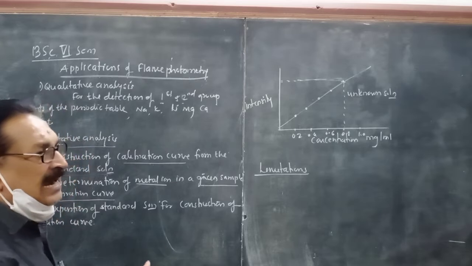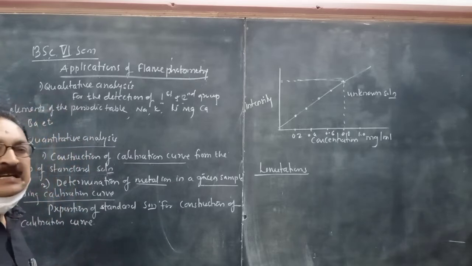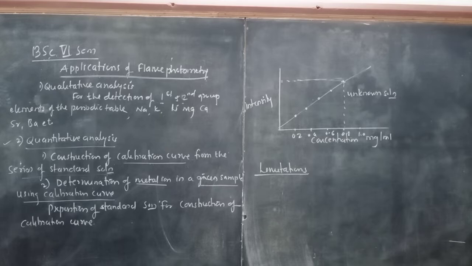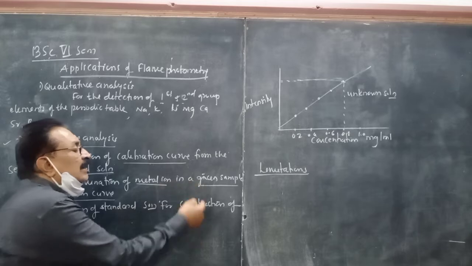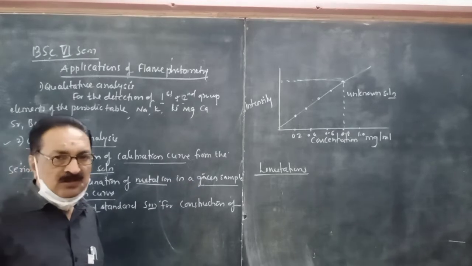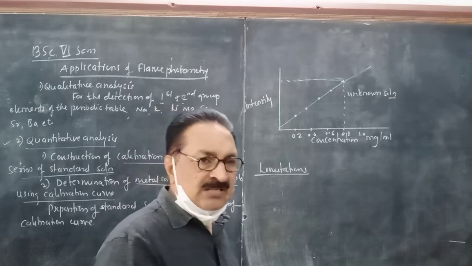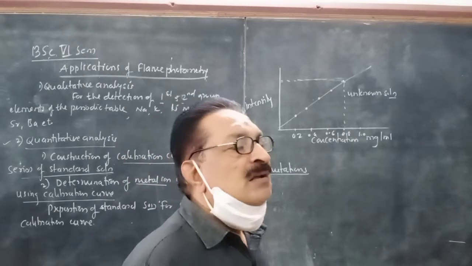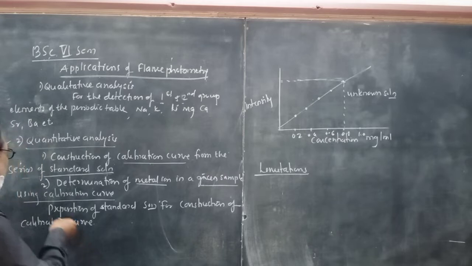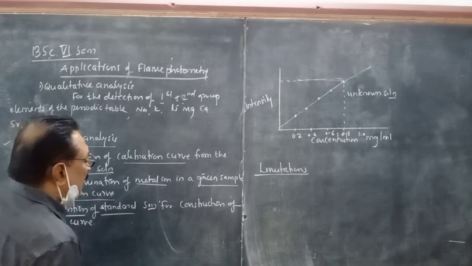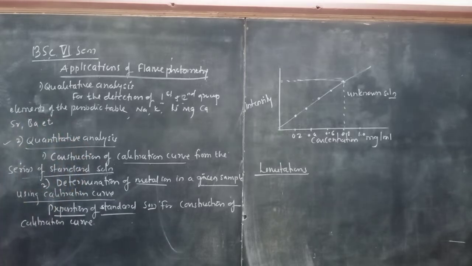Clear? Standard solution means the solution whose concentration is known or prepared by the expert, and that is called a calibration curve from standard solutions. And the second one is determination of the metal ion in a given sample which is unknown to you. That is, the metal ion whose concentration is not known to us can be determined by using the calibration curve. Now let us start the preparation of the standard solution for the construction of the calibration curve.